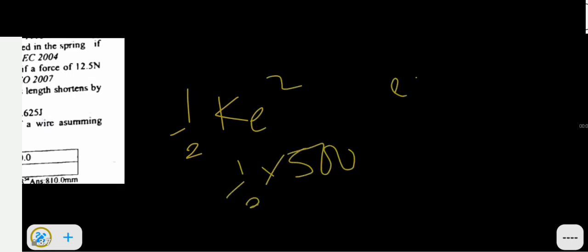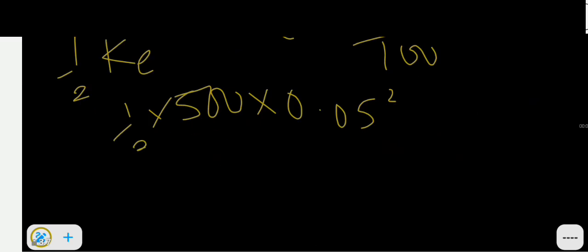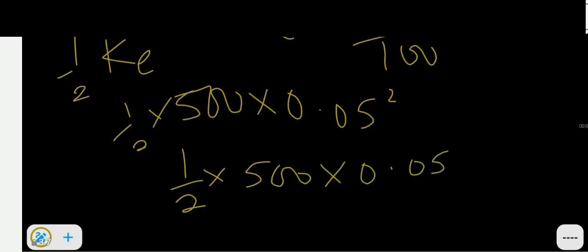Now the extension is 5 cm, but you cannot use it here. You have to convert it to meters, so divide it by 100. That will give you 0.05. So times 0.05 squared. From this point, you're going to have half times 500 times 0.05.